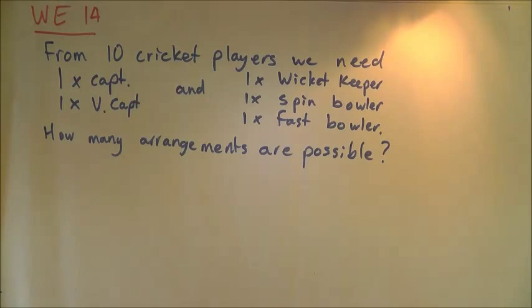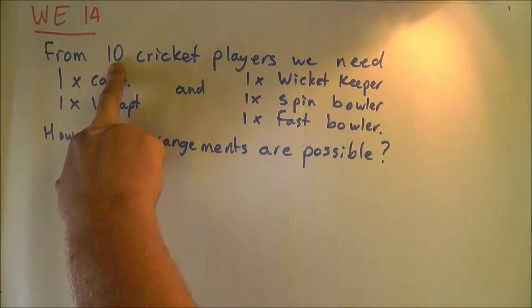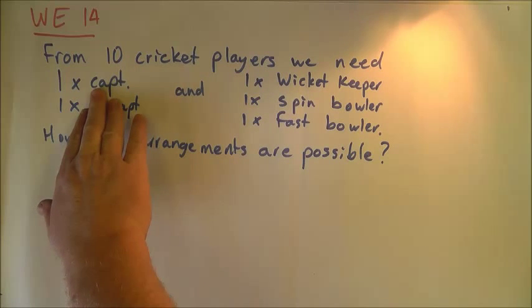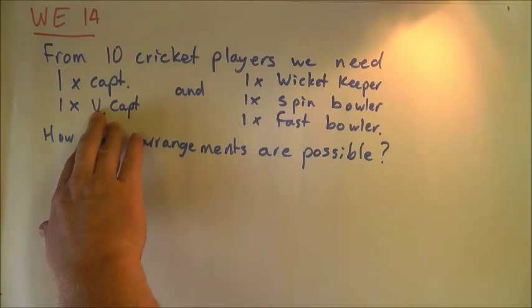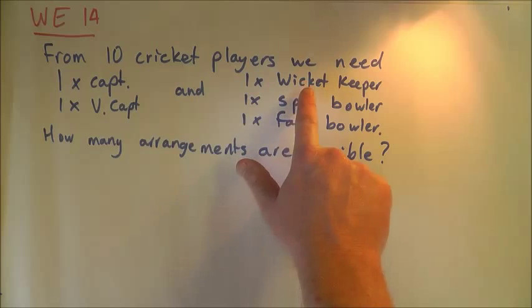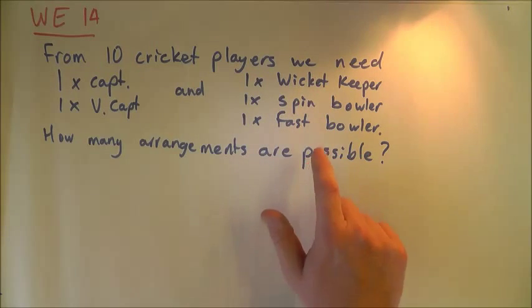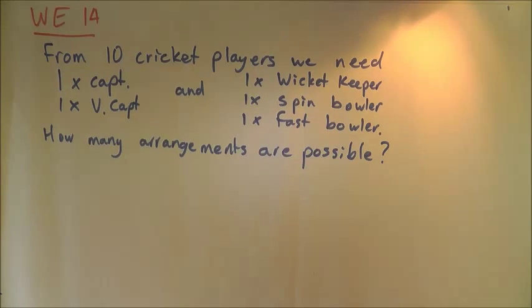And the last one. Once again, it's not a particularly hard question, it's just a matter of understanding what the question's asking us. So we've got a team where we've got 10 cricket players. We need a captain and a vice captain. We also need a wicketkeeper, a spin bowler and a fast bowler. So there's 5 different positions that we're making up here.